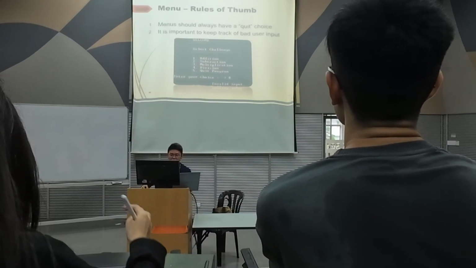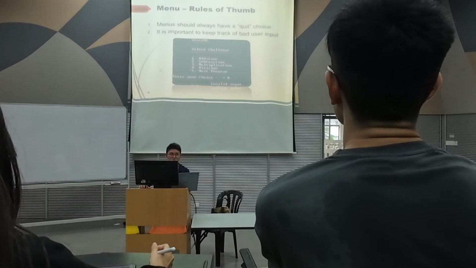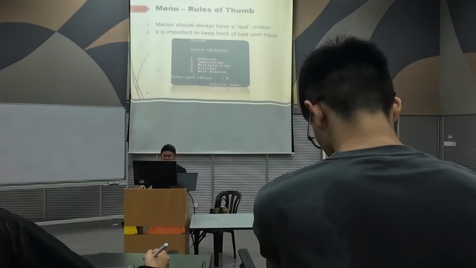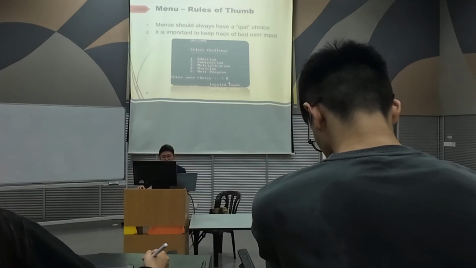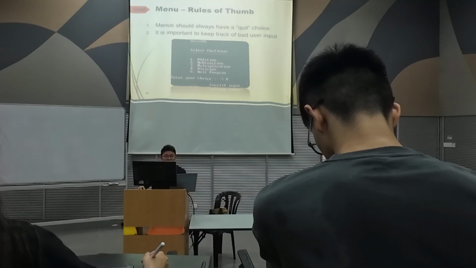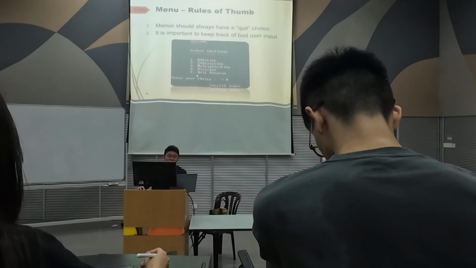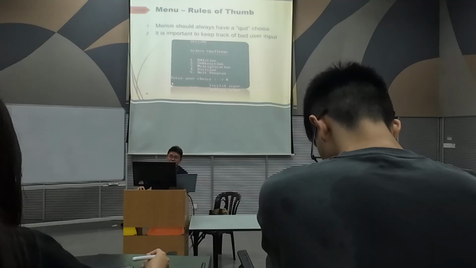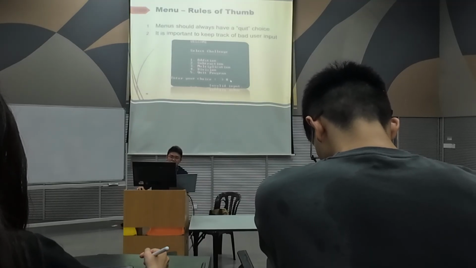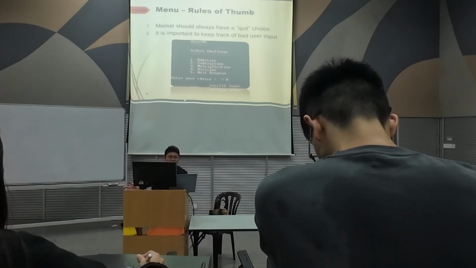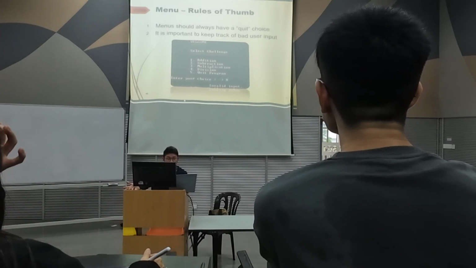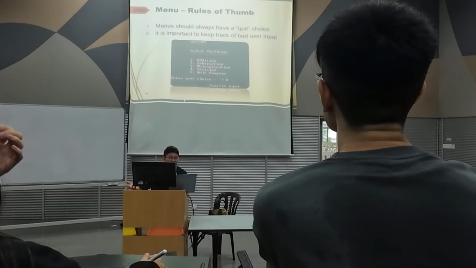So what is keeping track of bad user input? It's actually how you handle the error. Let's say the user enters the number 8, but inside your menu you only have 5 options: 1, 2, 3, 4, 5. So when the user inputs 8, how does your system have to respond? You have to handle this kind of error.